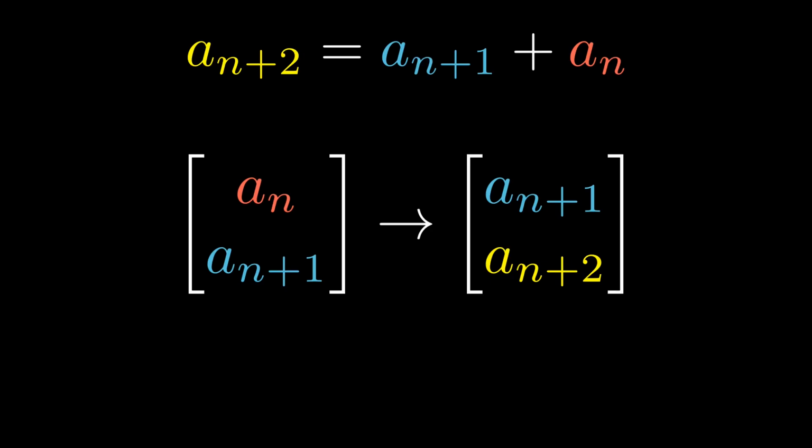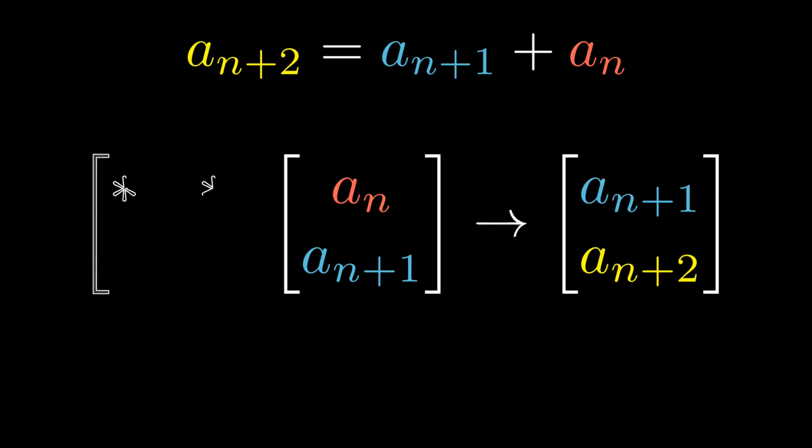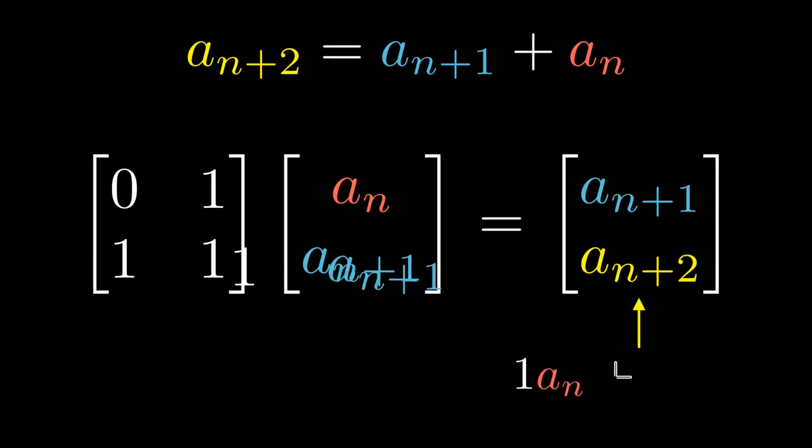For manipulating pairs of numbers, the natural tool to use is a matrix. So let's look for a matrix which will take the vector a sub n, a sub n plus 1 and turn it into the vector a sub n plus 1, a sub n plus 2. If we make the top row of this matrix 0 and 1, that sorts out the top component of our result vector. Now think about the bottom. If we write two 1s in the bottom row, then the bottom component of the result will be a sub n plus a sub n plus 1, and that is, by definition, a sub n plus 2.